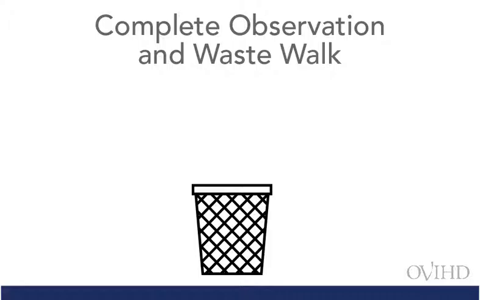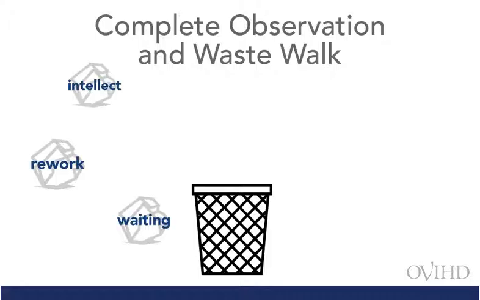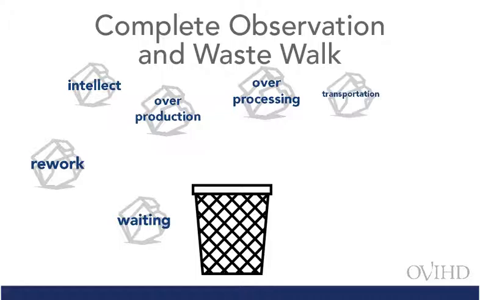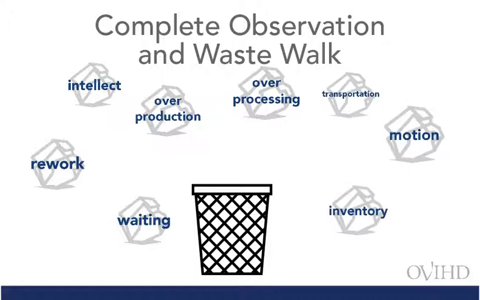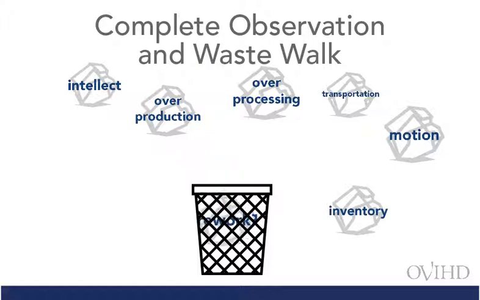There are 8 different types of waste. These wastes are waiting, rework, intellect, overproduction, overprocessing, transportation, motion, and inventory. The easiest waste to identify is waiting. This is any downtime in the process where no activities are being completed because one is either waiting for the next steps or previous steps have been delayed. Rework. In healthcare, the classic example is readmission. Anytime a process must be completed again because it does not meet best practice is rework.